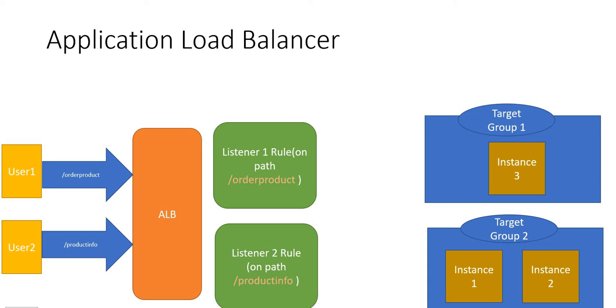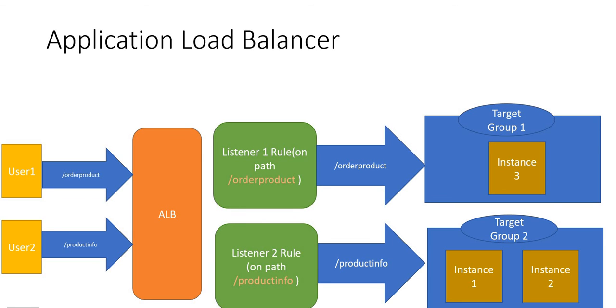As soon as the request comes to a listener, on the basis of its rule, the request will be redirected to a certain target group. So by rule, the order product path will be handled by target group 1, that is instance 3, and the product information path will be handled by target group 2, that is instance 1 and instance 2. A target group is nothing but a group of instances, you can say.